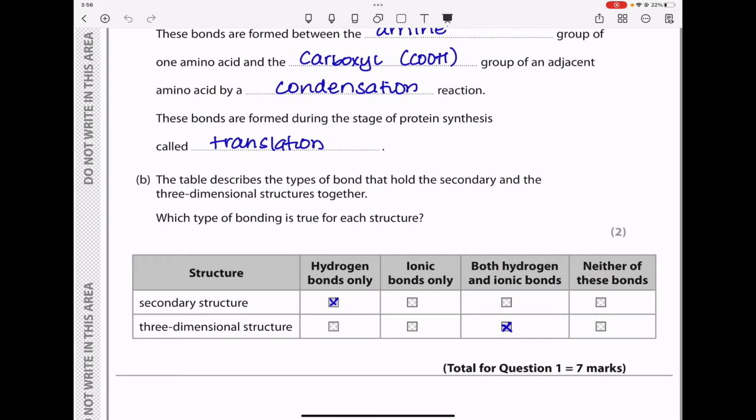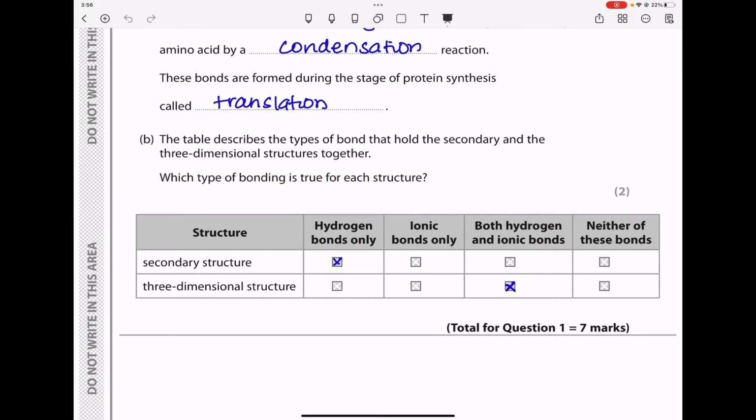In Part B, they say, the table describes the type of bond that holds the secondary and the three-dimensional structures together. Which type of bonding is true for each structure? The secondary structure is, of course, held together by hydrogen bonds only. And then the three-dimensional structure is held together by both hydrogen bonds as well as ionic bonds. So this brings us to the end of question 1. Let's continue to question 2.